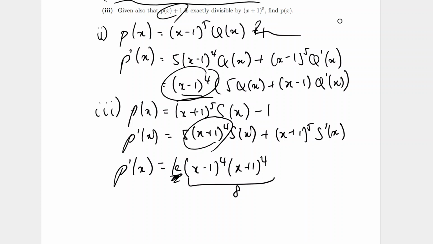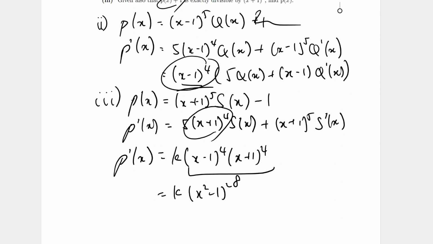So this becomes k times (x squared minus 1) to the 4, and by the binomial expansion, I have k times (x to the 8 minus 4x to the 6 plus 6x to the 4 minus 4x squared plus 1). I suppose that should work. Hopefully that works. Okay, we got that? Cool. Now our mission is to solve for k.